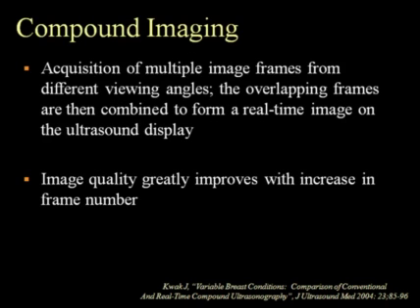Compound imaging is the acquisition of multiple image frames from different viewing angles. The overlapping frames are then combined to form a real-time image on your ultrasound display. The image quality is greatly improved with increasing frame number. If you're interested in reading more about these different types of imaging, you can go ahead and read on by Quack, Variable Breast Conditions in comparison of conventional and real-time compound ultrasonography in the Journal of Ultrasound in Medicine.